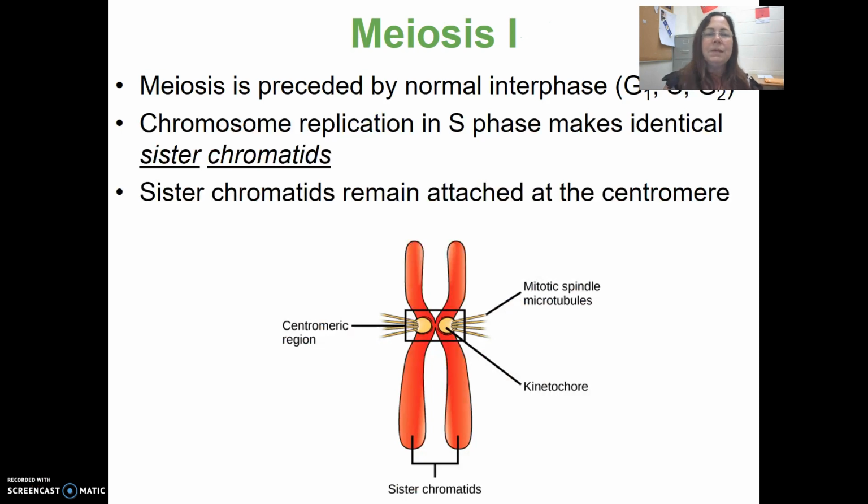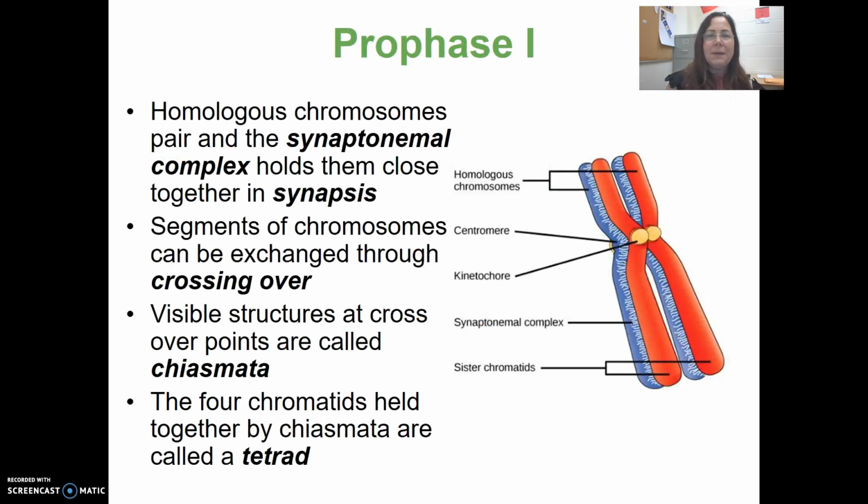So let's look at meiosis 1 in the notes. Meiosis is preceded by normal interphase, just the same as if this were mitosis. Interphase proceeds as normal. And in the S phase, you still have duplication of chromosomes so that now you have sister chromatids, and the sister chromatids are attached at the centromere.